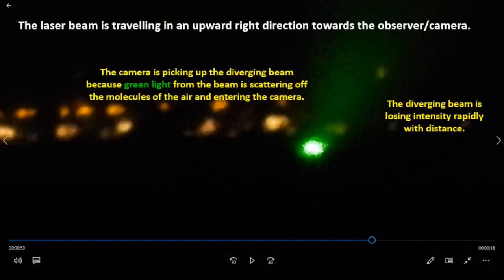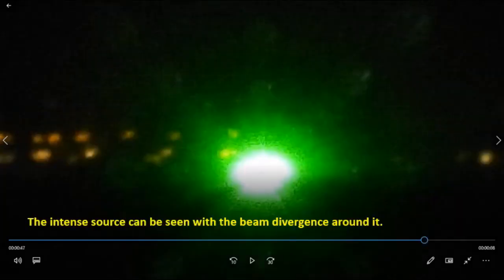The laser beam is traveling in an upward right direction toward the observer camera. The camera is picking up the diverging beam because green light from the beam is scattering off the molecules of the air and entering the camera. The diverging beam is losing intensity rapidly with distance. The intense source can be seen with the beam divergence around it.